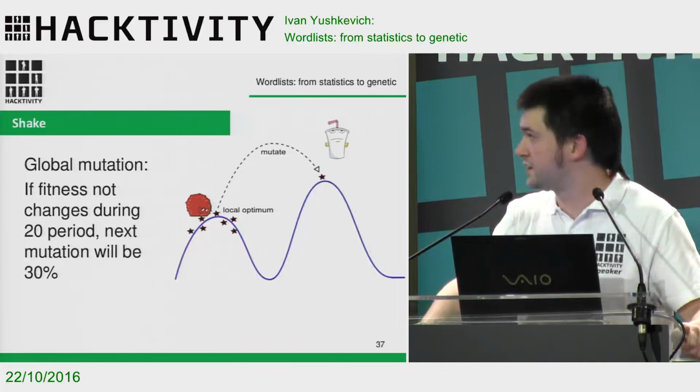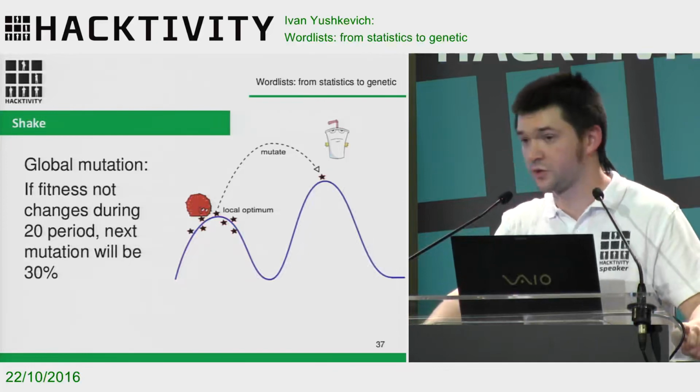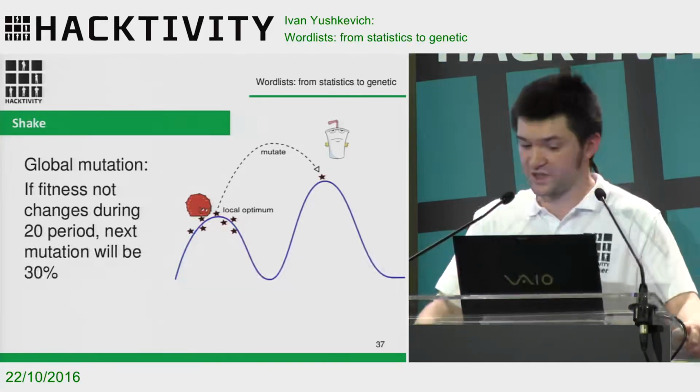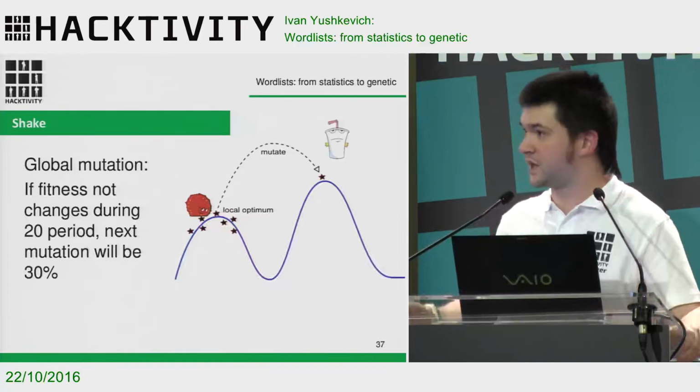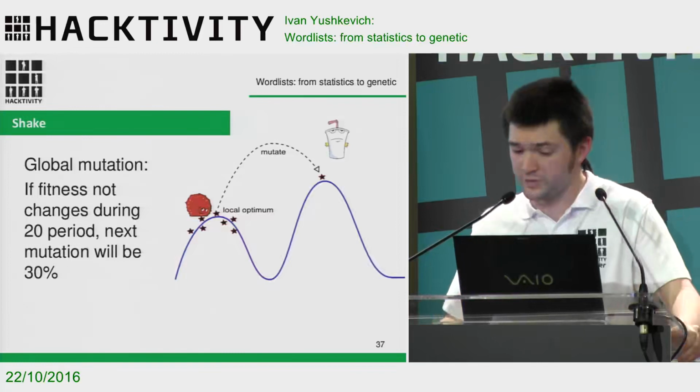It looked like in the next period of mutation, instead of 2%, there were 30%. So the idea is rather simple: to shake the population to get maybe a better optimum.